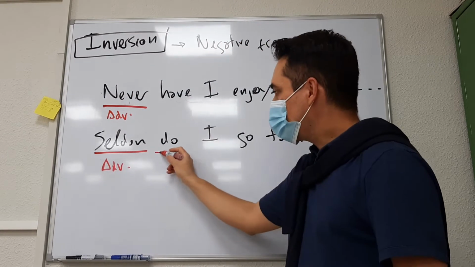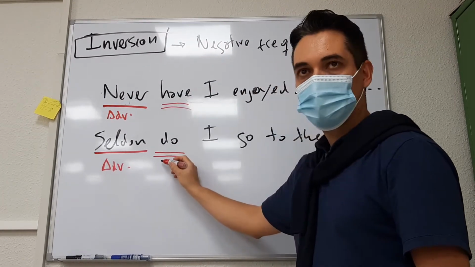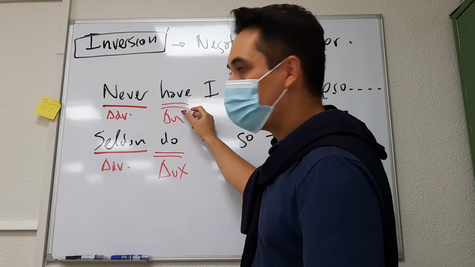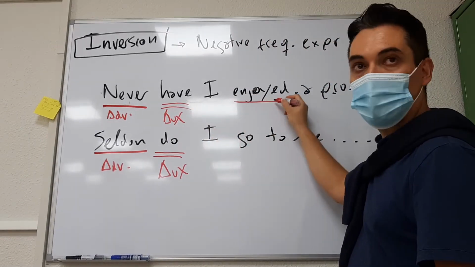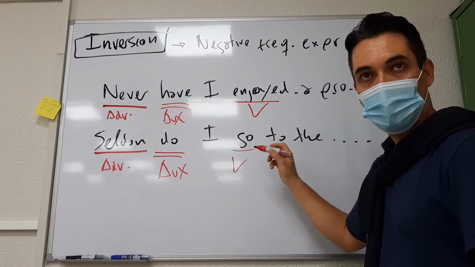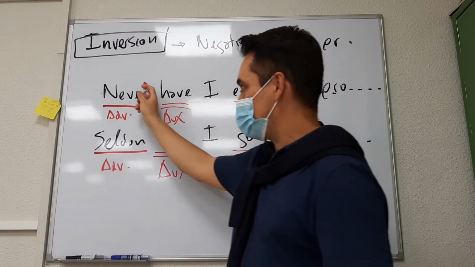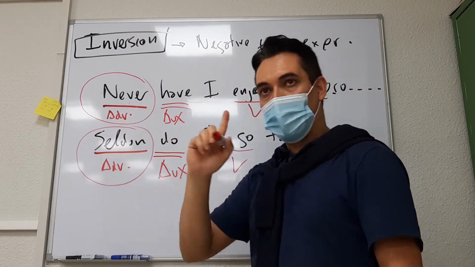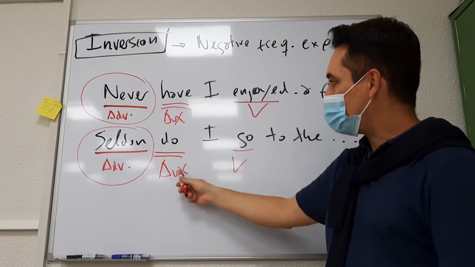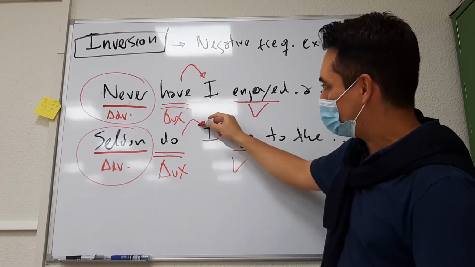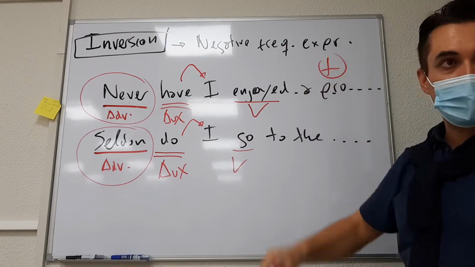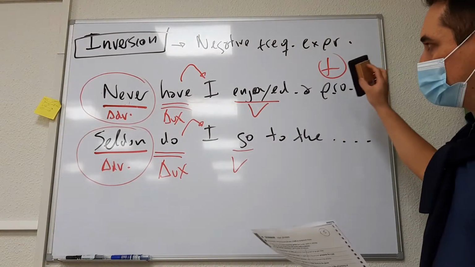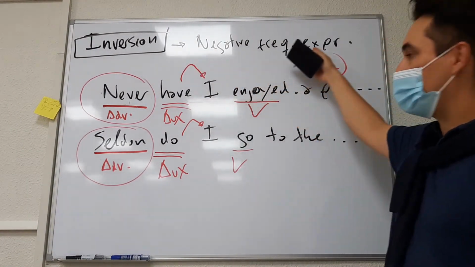And have a look at this. What is this? This is an auxiliary verb, do. And this is the auxiliary verb, have. What is the main verb here? Enjoyed. What is the main verb here? Go. Be careful, because not only is the adverb of frequency at the beginning, but we also need to place the auxiliary before the subject, even though it's a positive sentence. That's what makes them a little bit difficult. So far, so good? So this is the first type of inversion, negative frequency expressions.